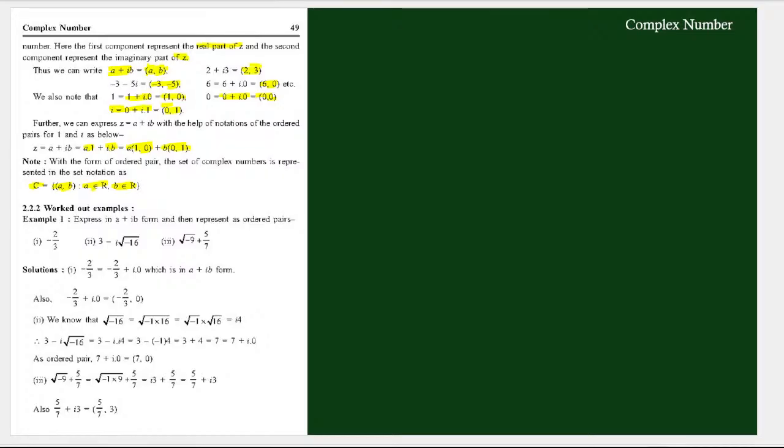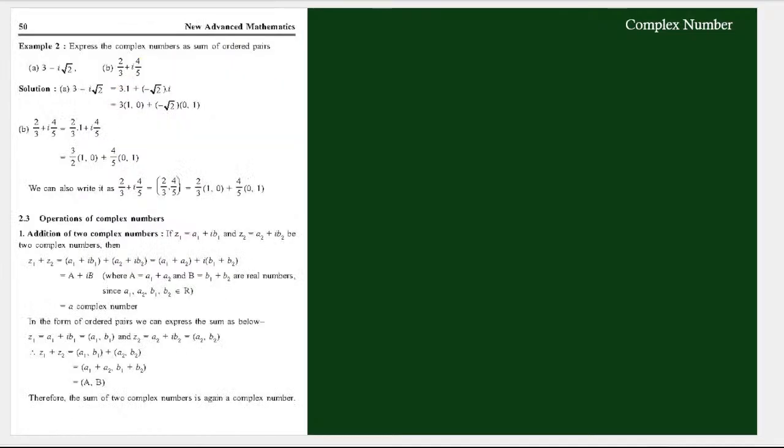Minus 2 by 3, we can write as what? There is no imaginary part, so minus 2 by 3 plus i into 0, which is in the form a plus ib. Minus 2 by 3 is your a, and 0 is your imaginary part, your b. So in ordered pair we can write it like this: (minus 2 by 3, 0).